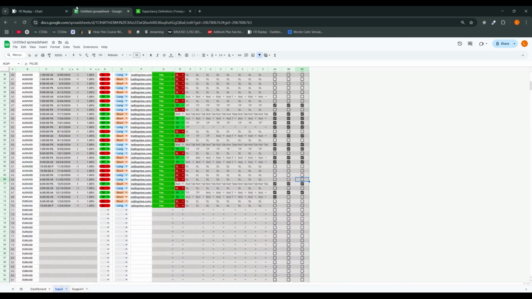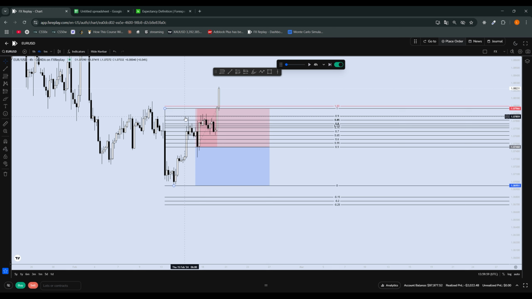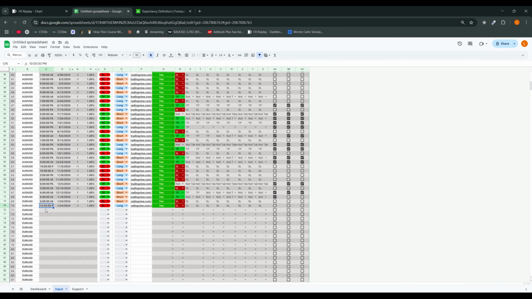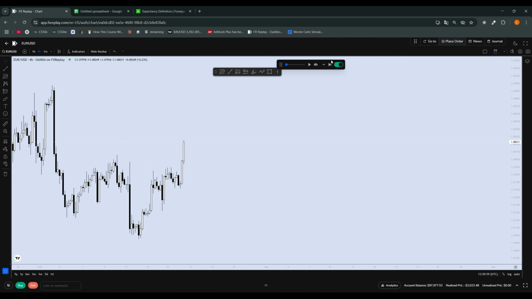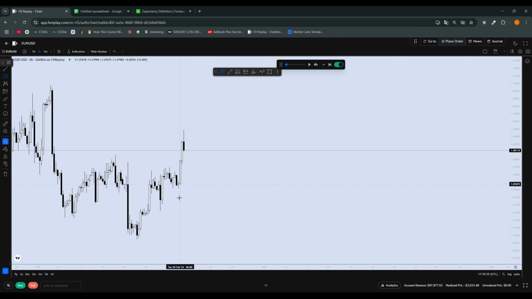Stop loss. Alright. I entered on the 14 o'clock, 15th of February. It was a short position. Yes, stop loss. This is a range.